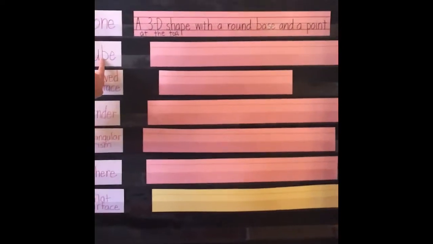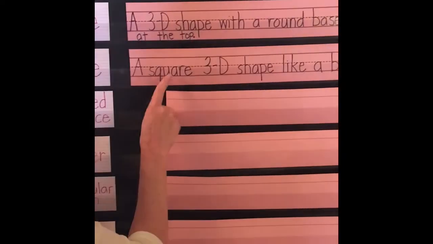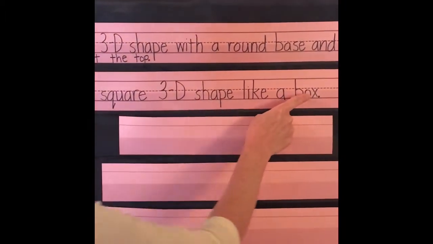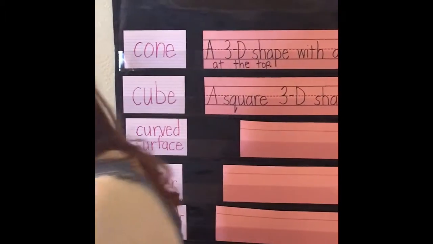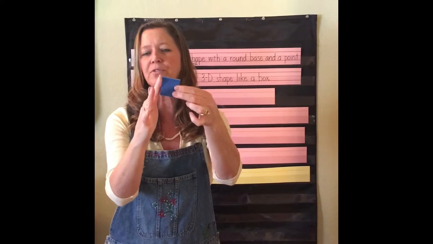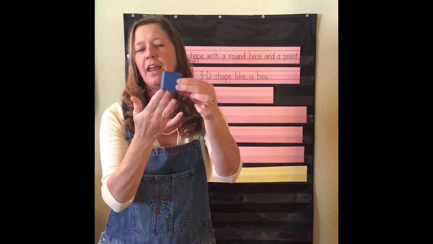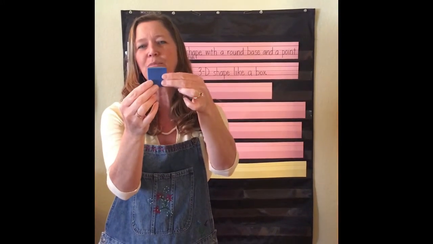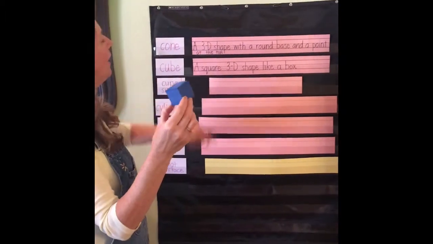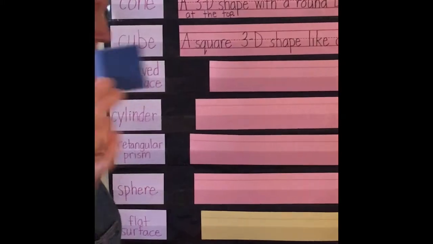Next one is cube. And a cube is a square 3D shape like a box. Let me show you my shape. Here is a cube, and it has many flat surfaces. And you can see it's blue. This is a cube or a 3D shape like a box.